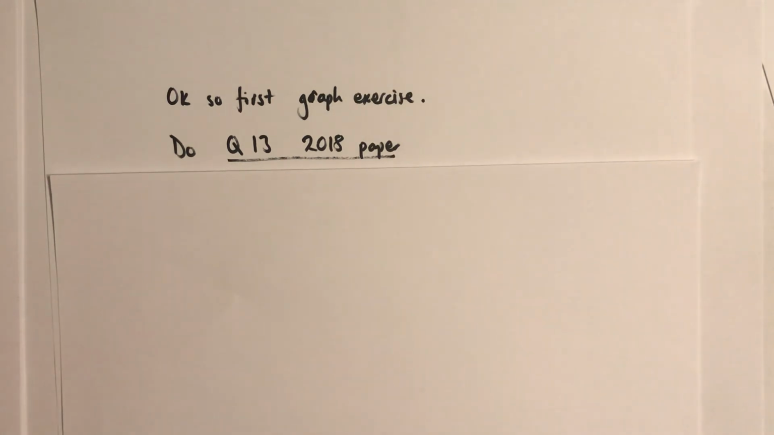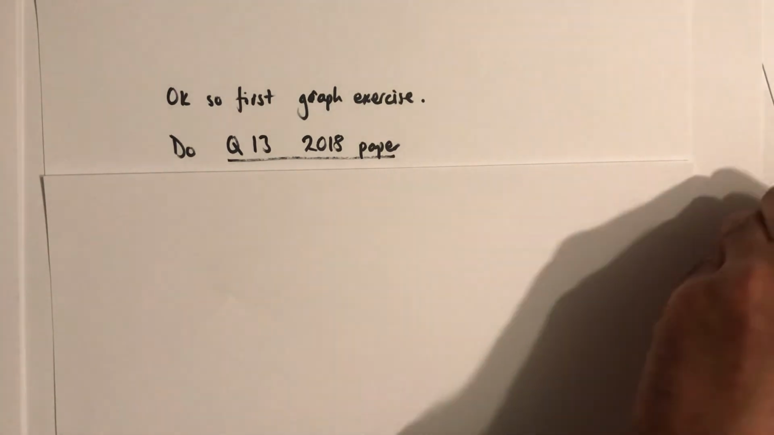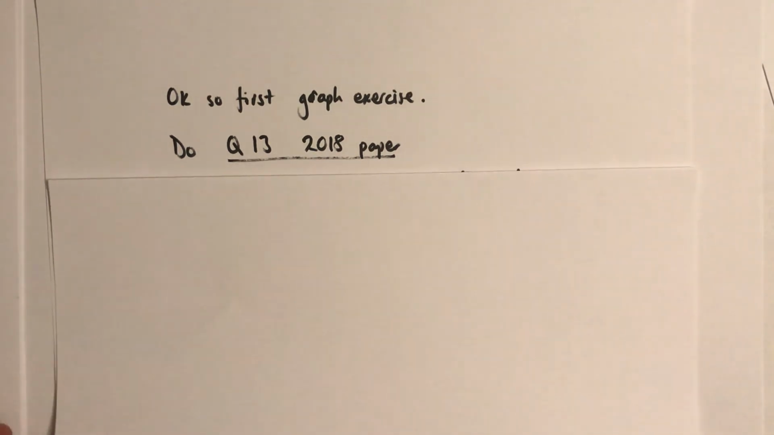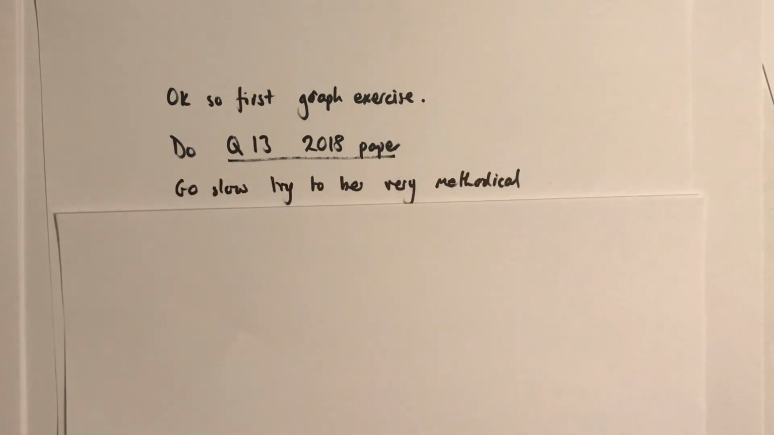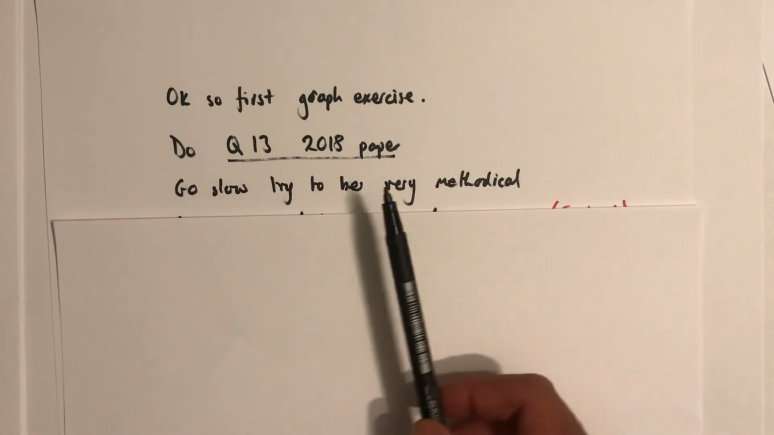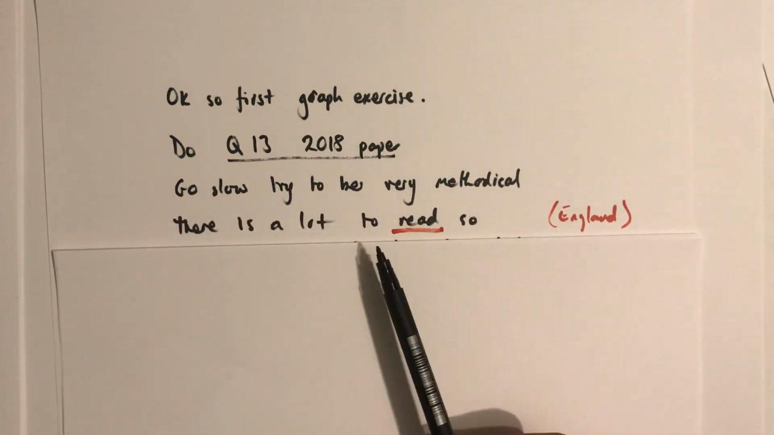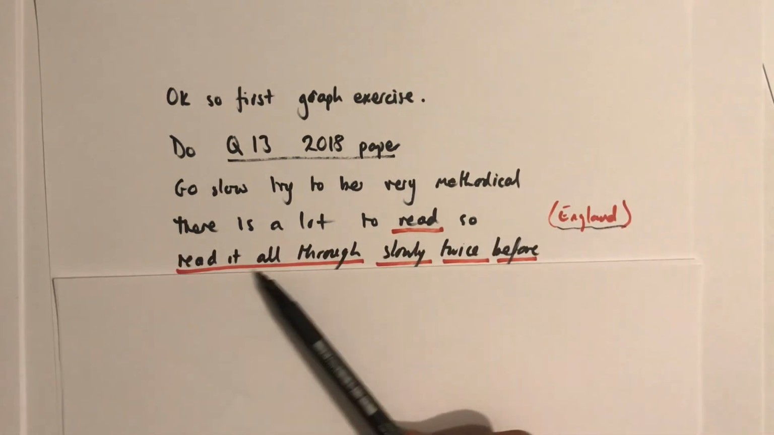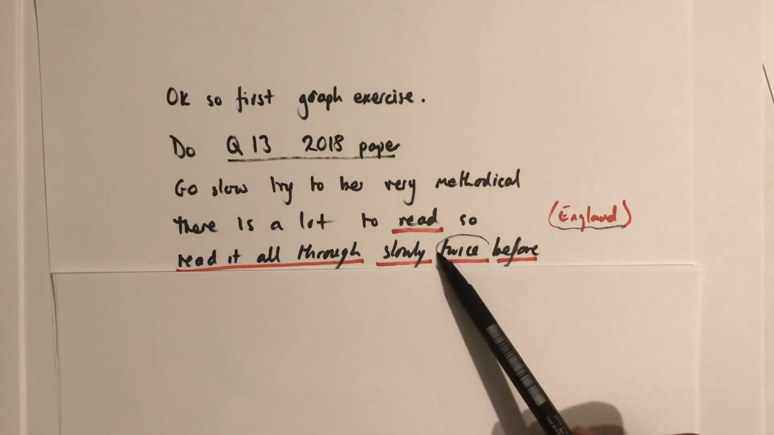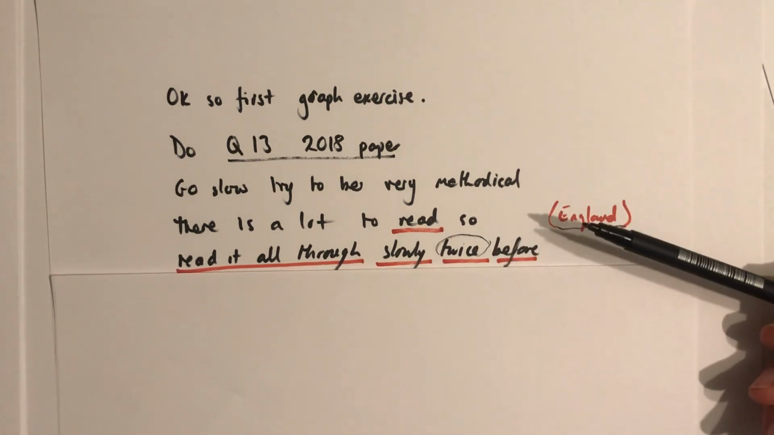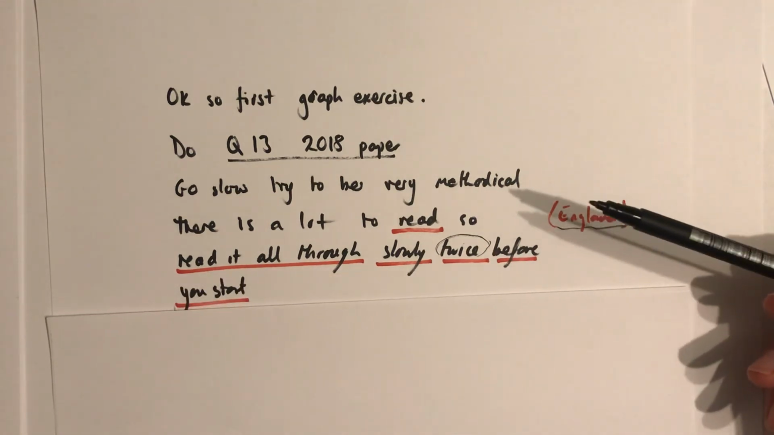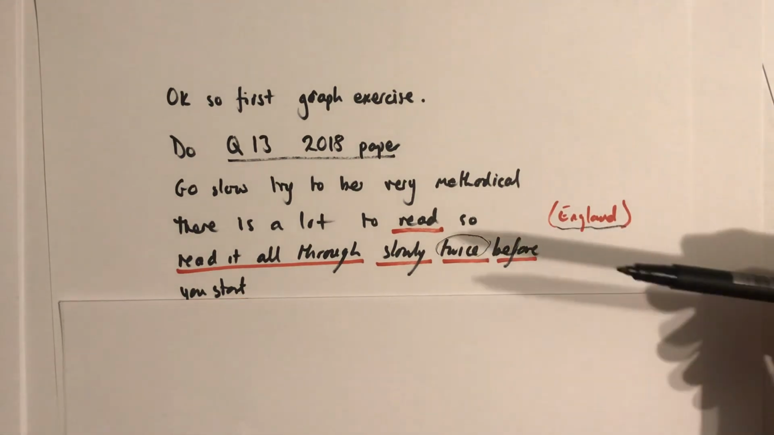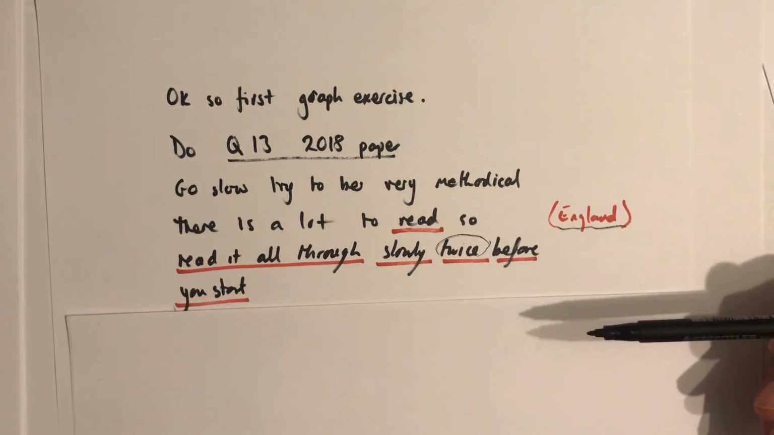Now, my advice, kind of parental advice that I had when I was young: these questions have a lot of words in the question. So for those of us that are not super commanders of the English language, I would suggest go slow. Try to be very methodical with the question. There's a lot to read. Read the whole question through slowly, twice, before you set off. Don't make any assumptions and be very, very patient. There are a lot of marks on these and they're fairly straightforward to pick up if you're careful. So go very carefully, slowly, and see what you can do.